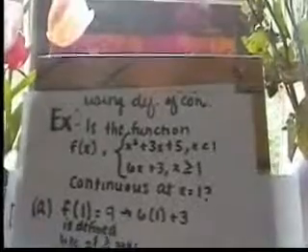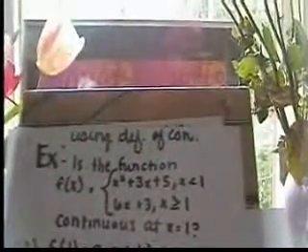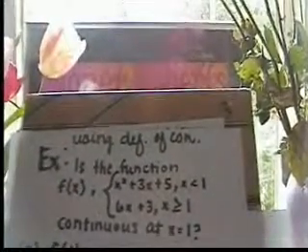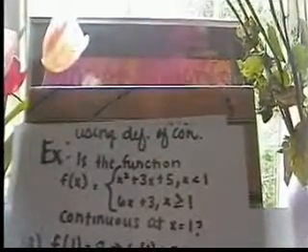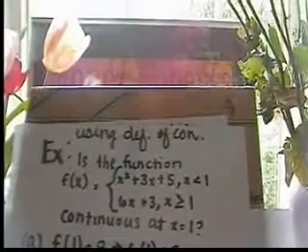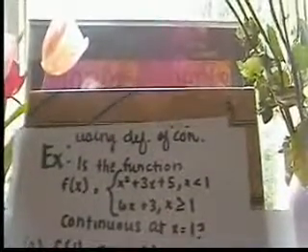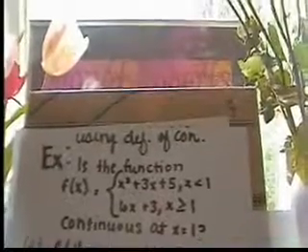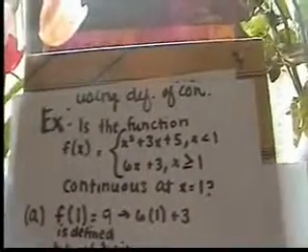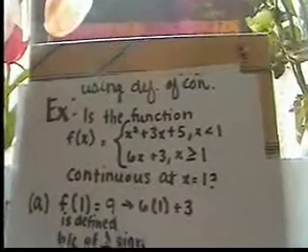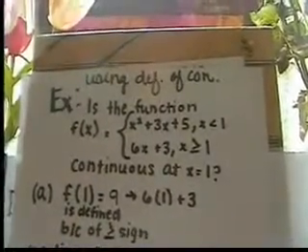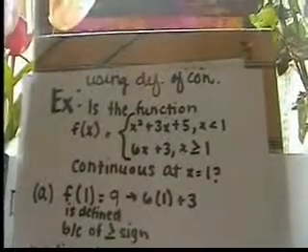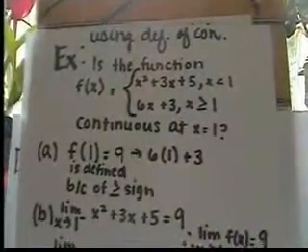Example 1 is the function f of x equals x squared plus 3x plus 5 if x is less than 1, and 6x plus 3 if x is greater than or equal to 1. Is it continuous at x equals 1? Now remember your three conditions. Let's go through them slowly. A. F of 1 is defined because of the greater than or equal to sign, and it equals 9 because you plug in 1 in 6x plus 3 and you get 9.